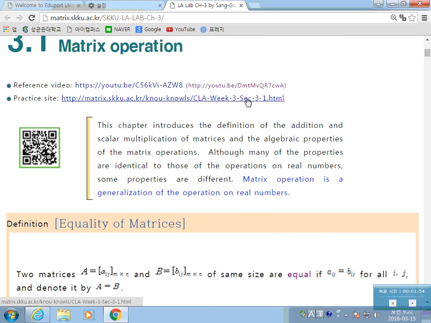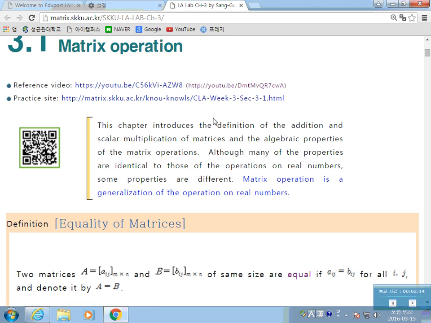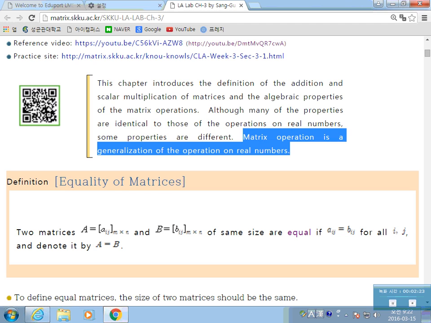First, section 3.1, matrix operation. Here is an English lecture and a Korean lecture that you can see. Also, there is web content that you can use. But actually, I made a new one here, so this will be enough to go through. Okay, in this section, we will introduce matrix operations, which are a generalization of the operations on real numbers.